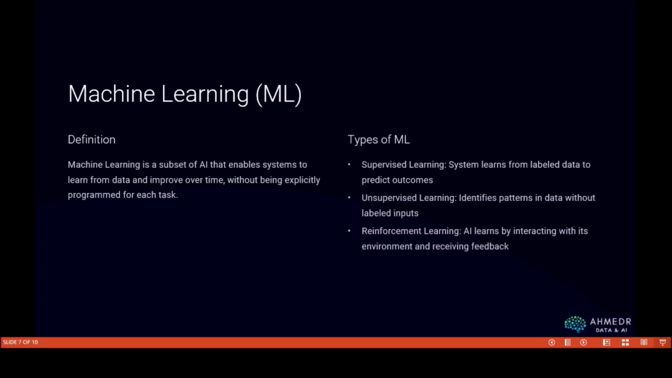Reinforcement learning is a technique where AI learns by interacting with its environment and getting feedback. Like in game playing, the AI gets rewarded for winning and punished for losing.